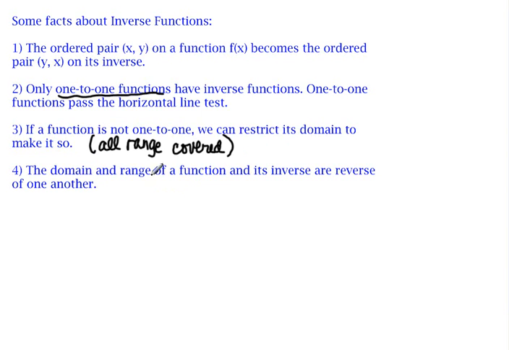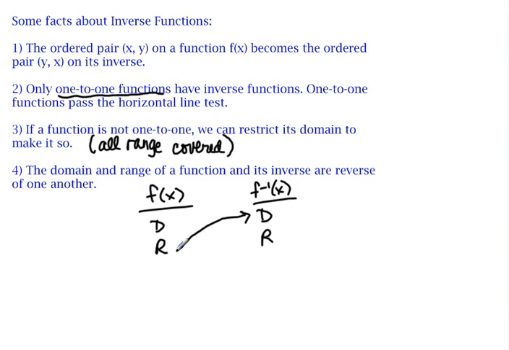And finally, the domain and range of a function and its inverse are reverse of one another. That is, if we look at a function f(x) and we know what the domain and range are, well, in a function f inverse, the domain and range are interchanged. So the range of the function f is equal to the domain of its inverse, and the domain of f is equal to the range of f inverse.